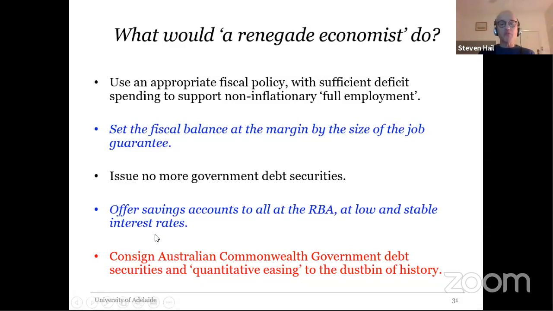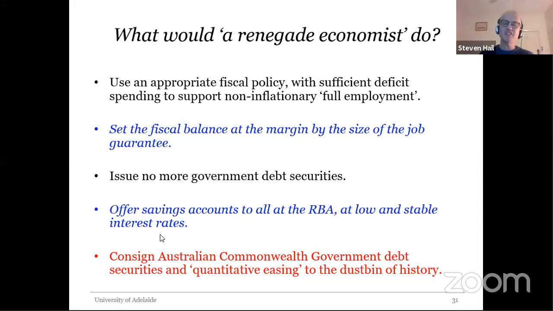And if you want benchmark interest rates right the way across the yield curve, if you want to offer the private sector default risk-free interest rates across the yield curve up to 10 years or further, then by all means, just offer saving accounts to everyone at the RBA at low and stable interest rates, but consign Australian Commonwealth government debt securities to the dustbin of history because the fact that the government issues bonds confuses people.